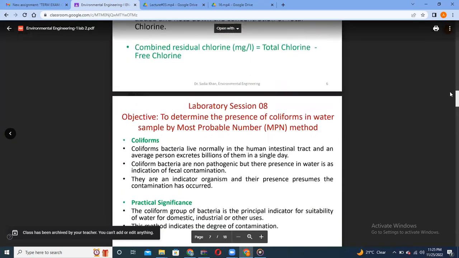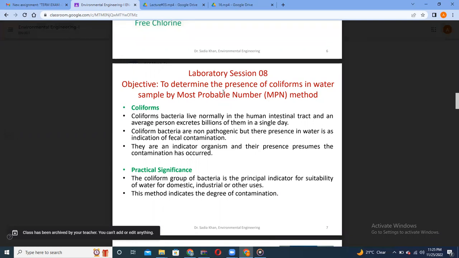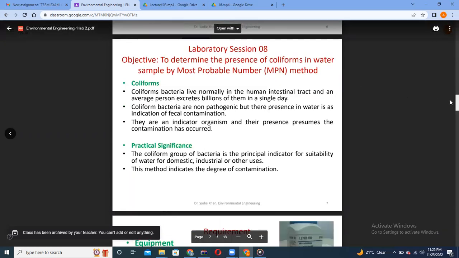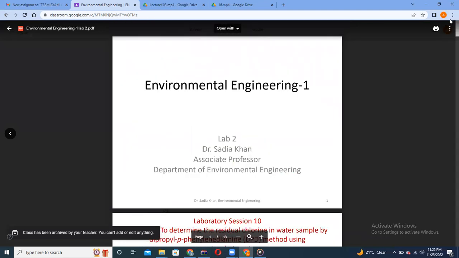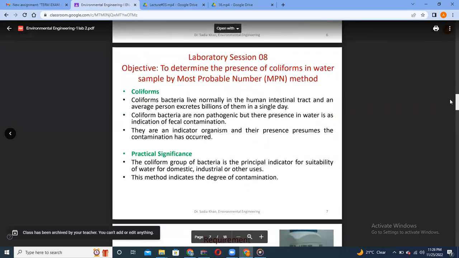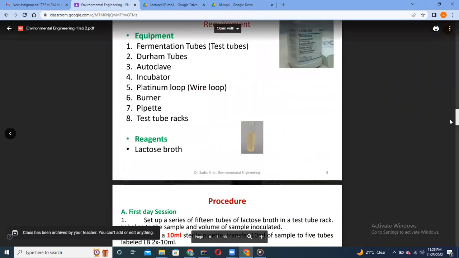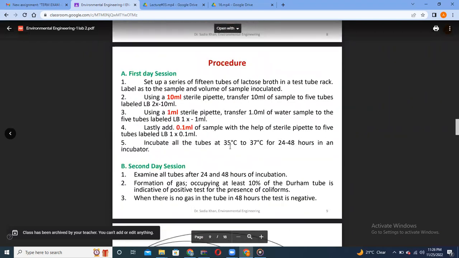Now here we have laboratory session 8. Its objective is to determine the presence of coliform in a water sample by the most probable number, that is MPN method. The previous method was the DPD method, and now we have the MPN method. Here we have the description of coliform and its practical significance, the equipment used, the reagents and the procedures.